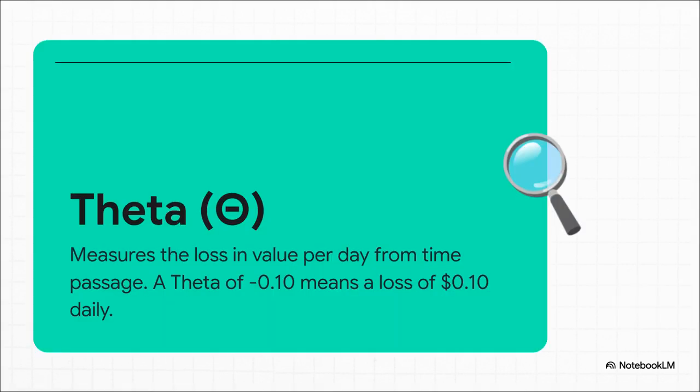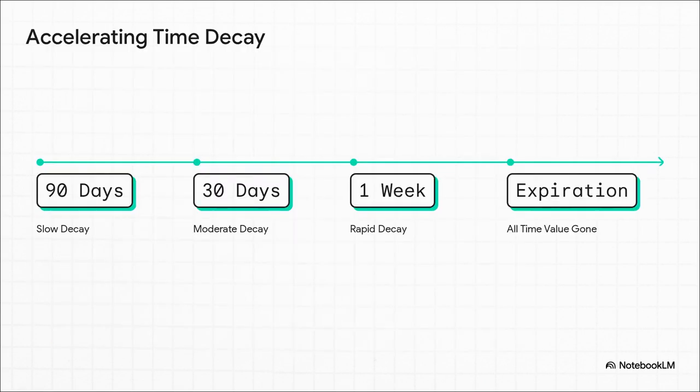So for anyone buying options, theta is usually a negative number because time is constantly working against you. A theta of, say, -0.10 means your option is literally losing 10 cents of value every single day, even if nothing else changes. But here's the kicker. This decay isn't a straight line. It actually speeds up. Yeah, it's not linear at all.